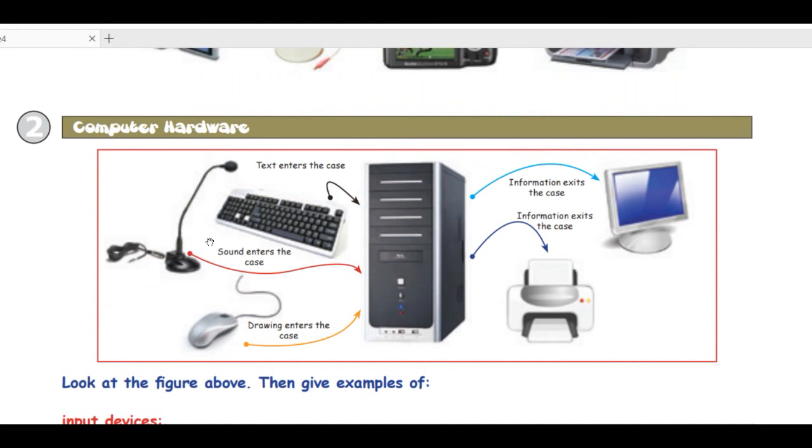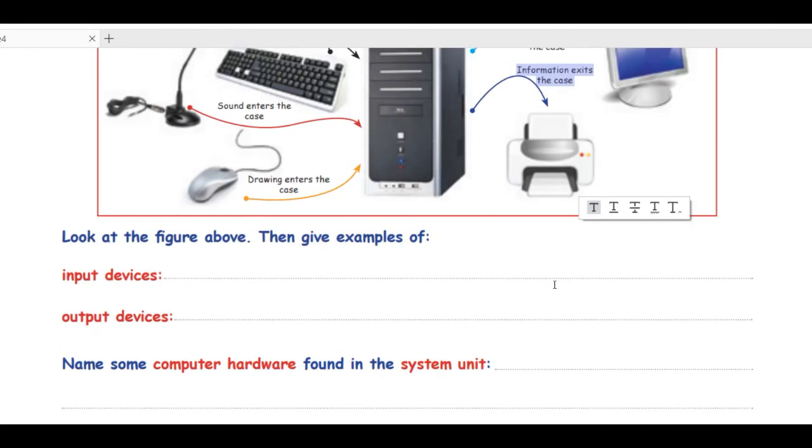After, we'll see this diagram where there are several items of hardware, and you see there are arrows coming from the input devices to the output devices, explaining that text enters the case from the keyboard, sound enters the case by the microphone, and drawing enters the case by the mouse, and then the result will be displayed on the screen or printed on the printer. After this, students are asked to name some input devices and output devices, and to name components of the system unit.